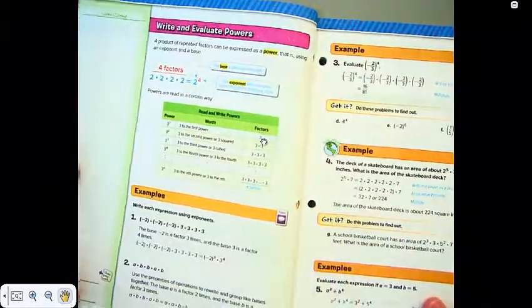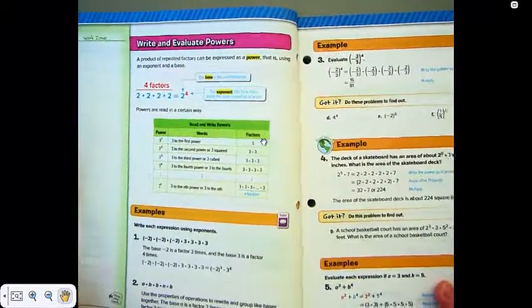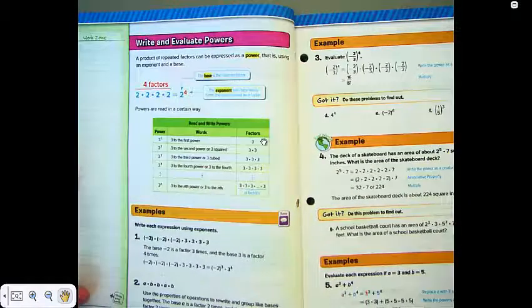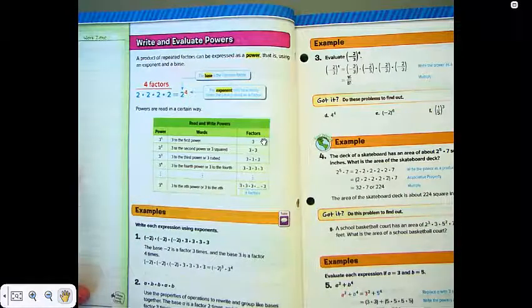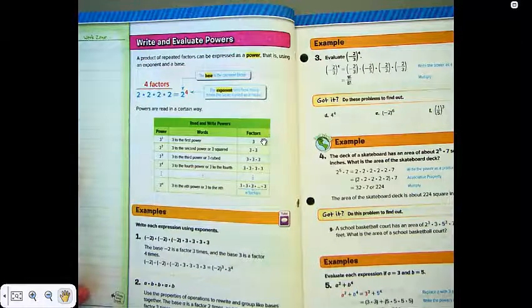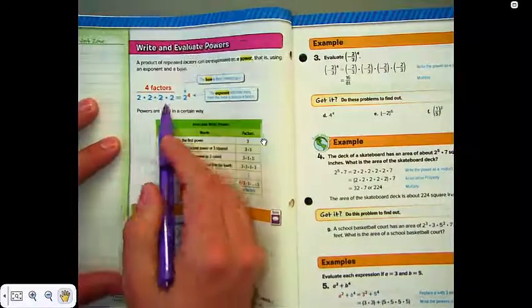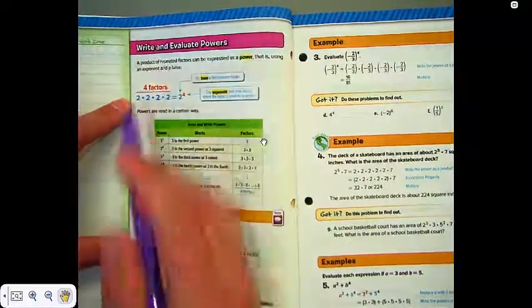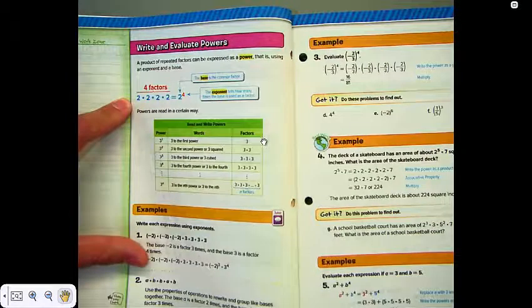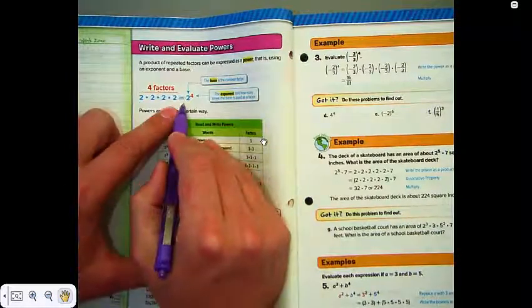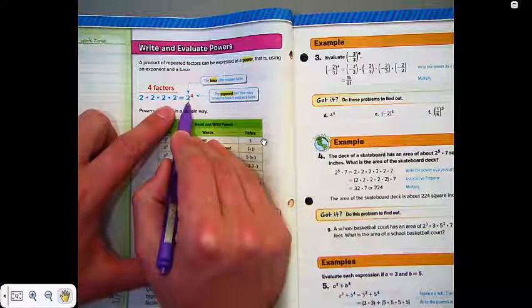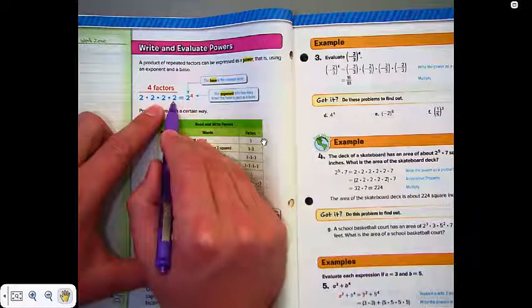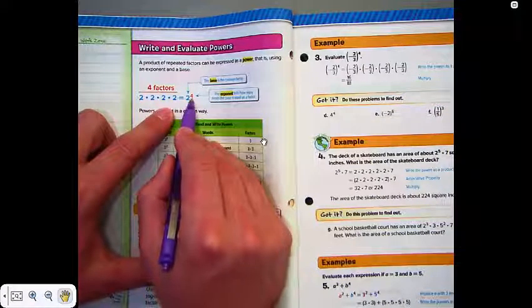Here it says a product of repeated factors can be expressed as a power. That's one of your vocab words. Power, that is using an exponent and a base. Okay. So if we look here, this has 4 factors. That's the number of times something is repeated. So that translates into 2, which is the base. That's the big number being multiplied, and the exponent is the smaller number up top.